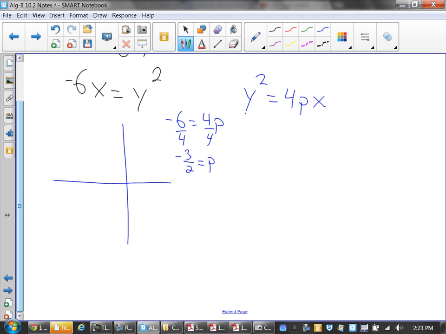No, it's fine. At this point, again, where's our vertex? 0, 0. Good. My vertex is at 0, 0. My p value is negative 3 over 2. That means I'm moving to the left to my ordered pair of negative 3 over 2, comma, 0. There's my focus. Where's my directrix then? Positive 3 over 2. What's the equation for it?